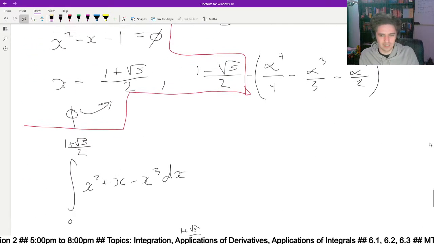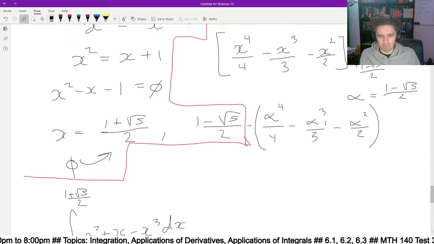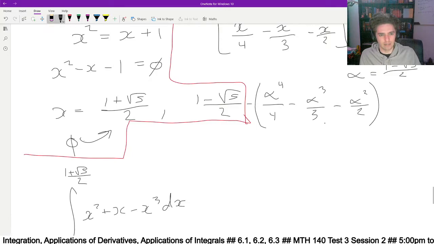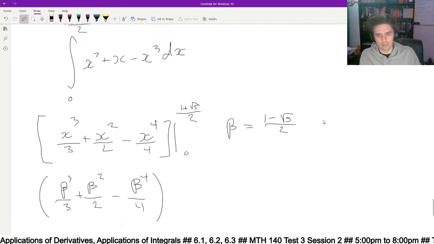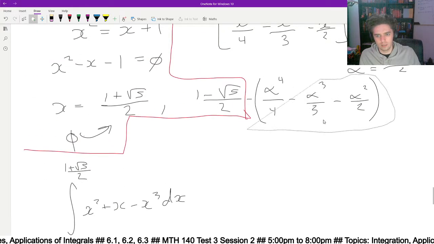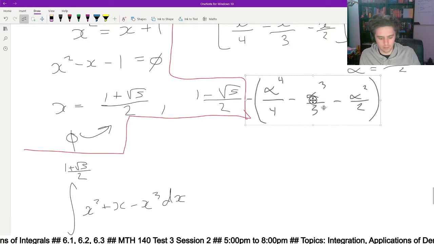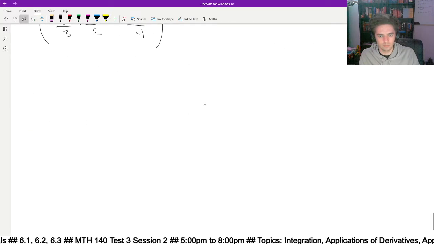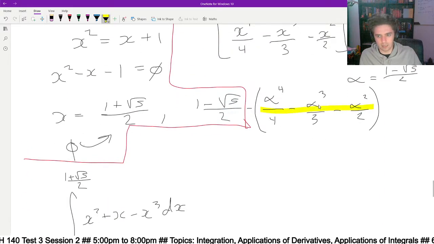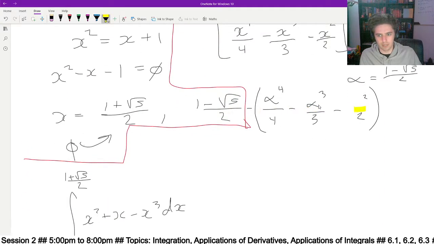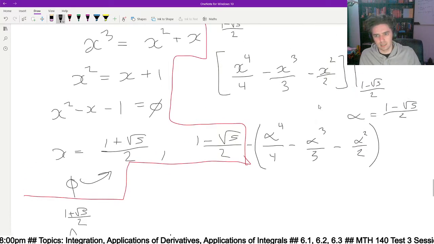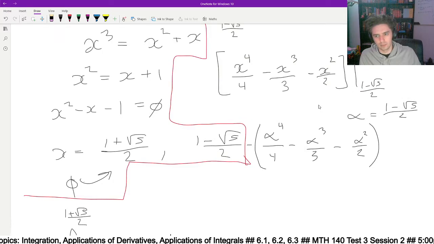I'll punch it in. It'll just be a lot of typing in, so I might just not do it. But the answer is going to be the two areas combined, right? It's going to be this area, this area. But first, why is it negative, the first area? Well, hopefully this number ends up being a negative number, so the actual area will be positive. But the reason there's a negative sign in the front is because it's the upper limit minus the lower limit.